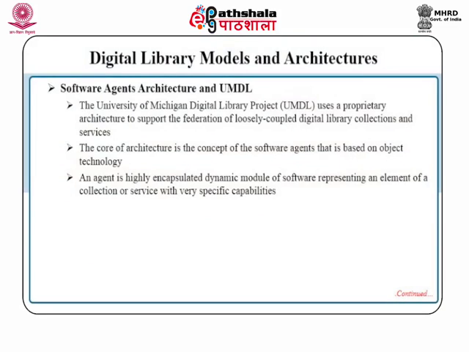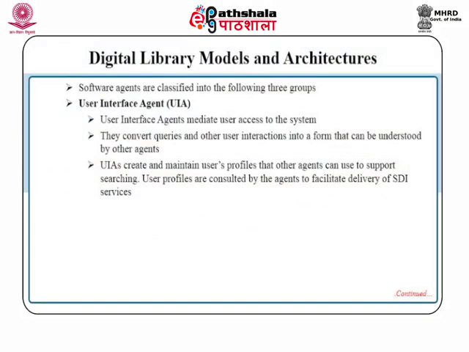Software Agent Architecture and UMDL. The University of Michigan Digital Library Project, UMDL, uses a proprietary architecture to support the federation of loosely coupled digital library collections and services. The core of the architecture is the concept of a software agent that is based on object technology. An agent is a highly encapsulated dynamic module of software representing an element of collection or services with very specific capabilities. The software agents are classified into the following three groups.